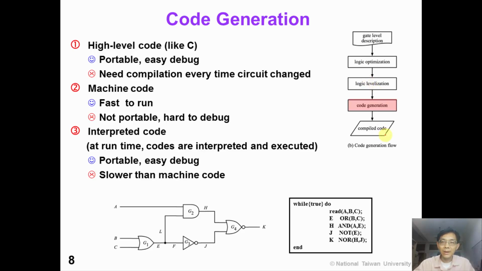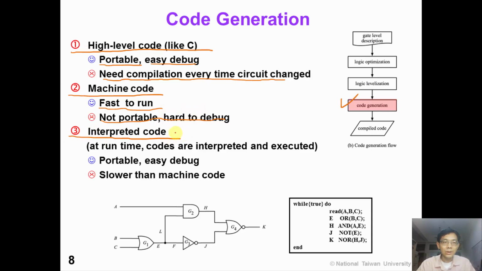Now, in the third step, we need to generate the code. There are three kinds of target code. High-level code, such as C, can be generated. The advantage is that C code is very portable and easy to debug. However, the problem is that whenever we change the circuit, we need to redo the compilation. The second kind of code is machine code. It's very fast to run the machine code, but it's hard to debug, and it's not portable to other machines.